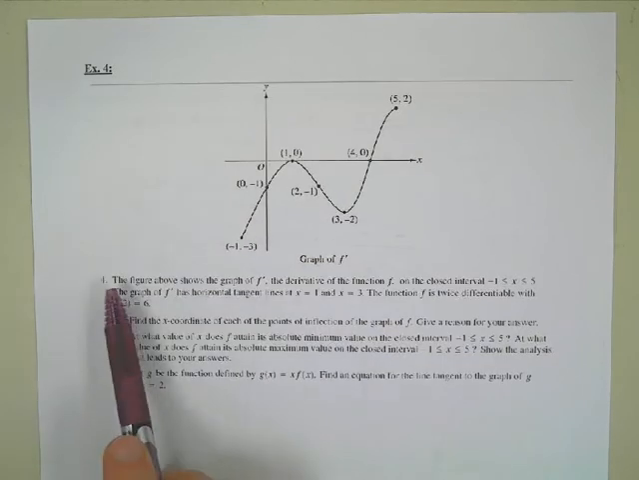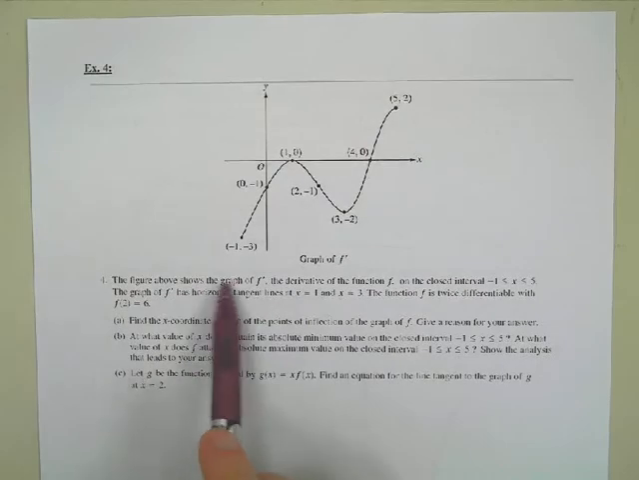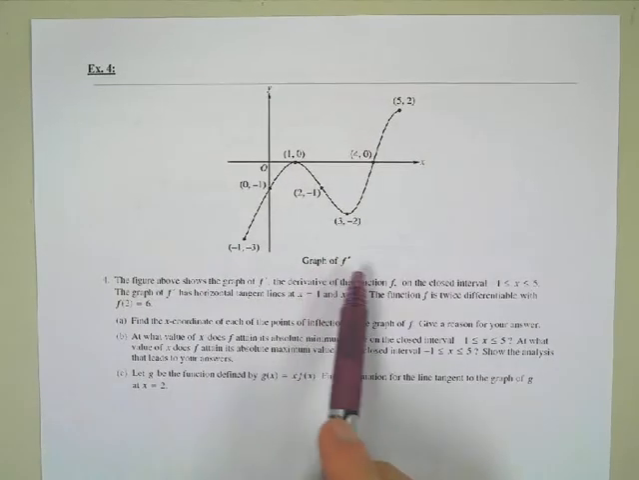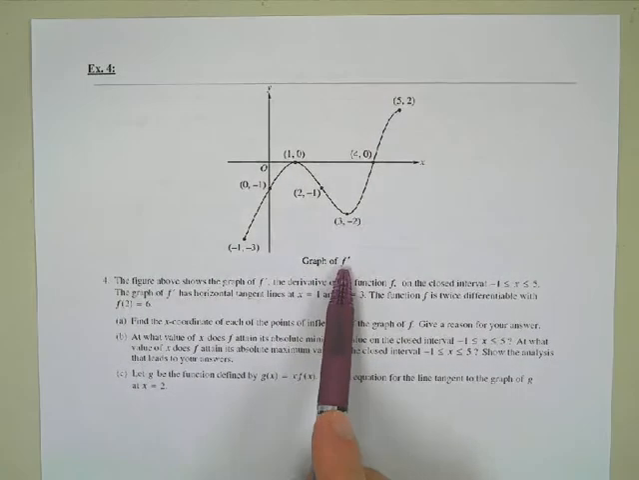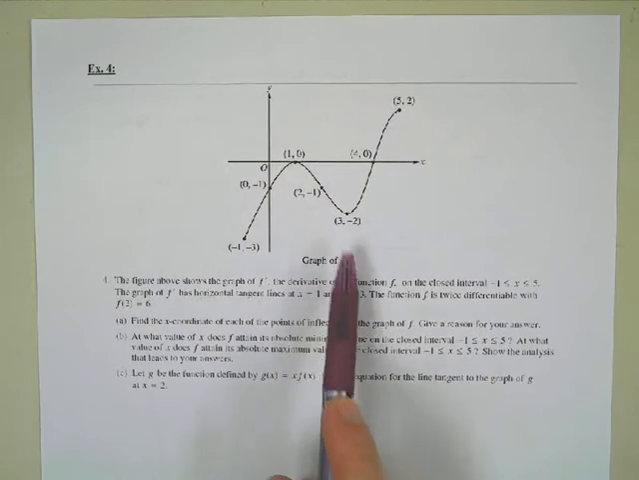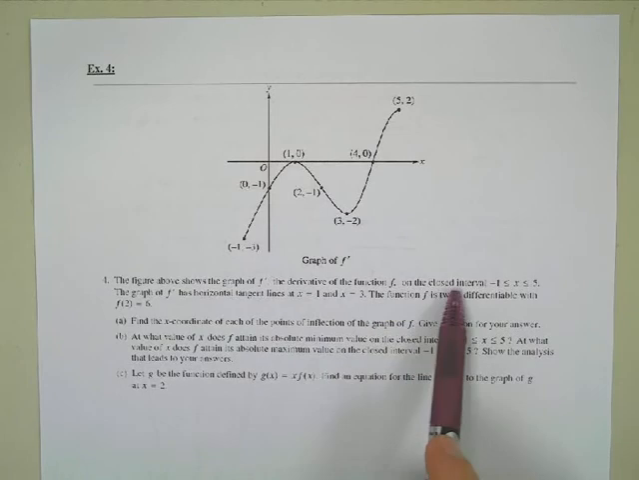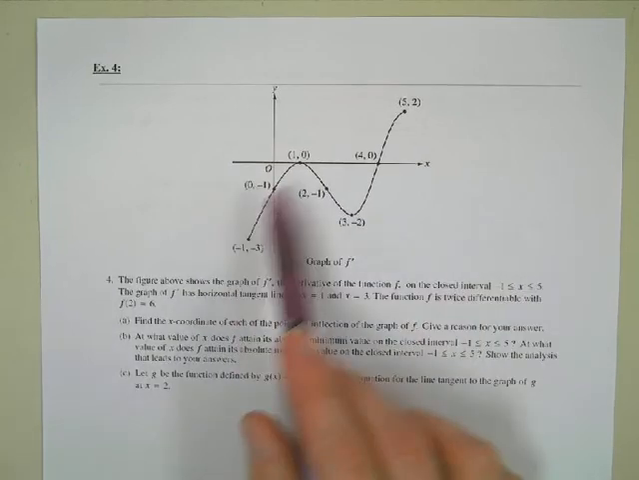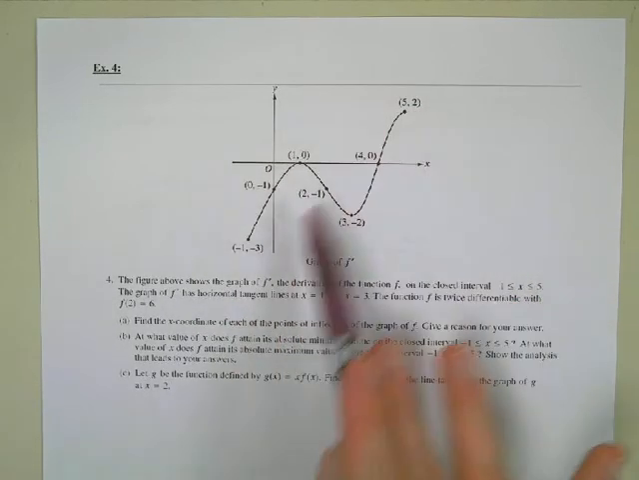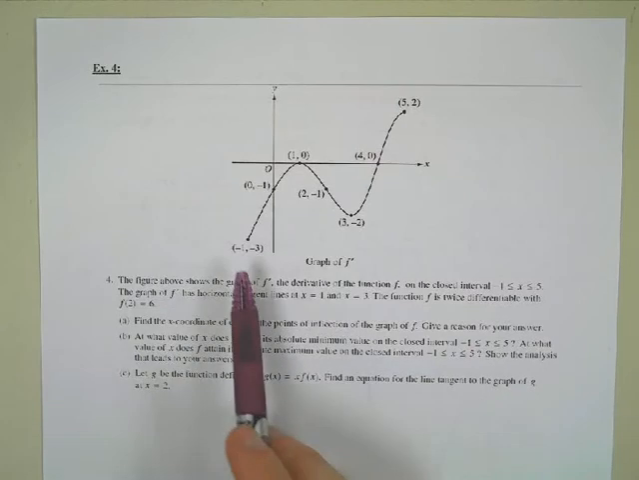So 4 says, the figure above shows the graph of f prime. Okay, that's key. It's also labeled right there that this is the graph of f prime. So we have to keep that in our mind. We are not looking at f. This is f prime, the derivative of the function f on the closed interval from -1 to 5. So we're looking between -1 and 5 only. We're not told what f actually is. We have all that information there.